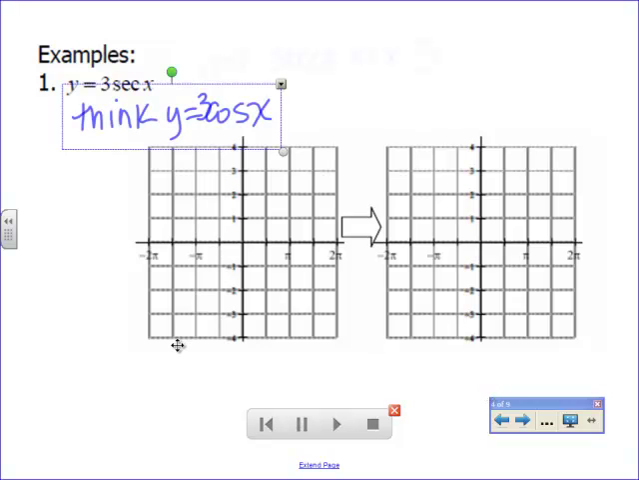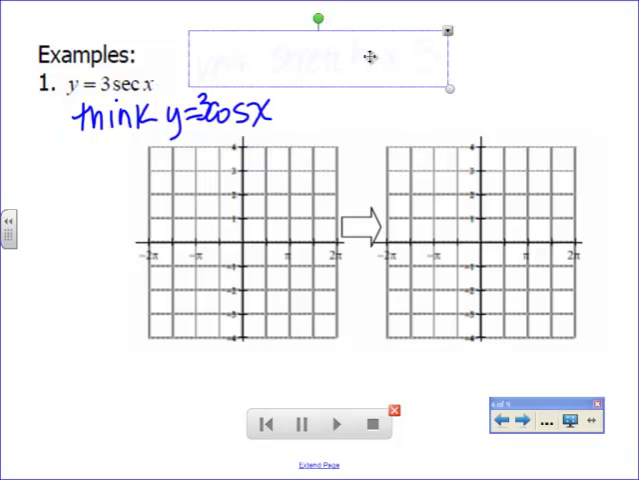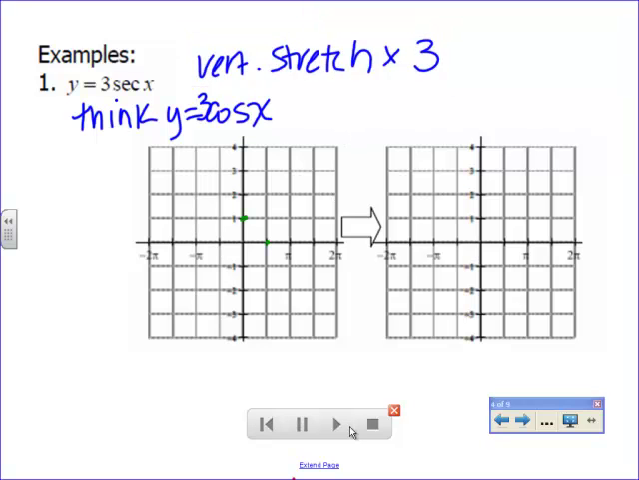Our first example is 3 secant of x. You're going to start off by thinking of it as y equals 3 cosine of x. That 3 out front represents an a value, which should change our amplitude to 3, causing a vertical stretch times 3. Start off with your original cosine curve, drawing in the points, connecting them with a smoothed dashed line.